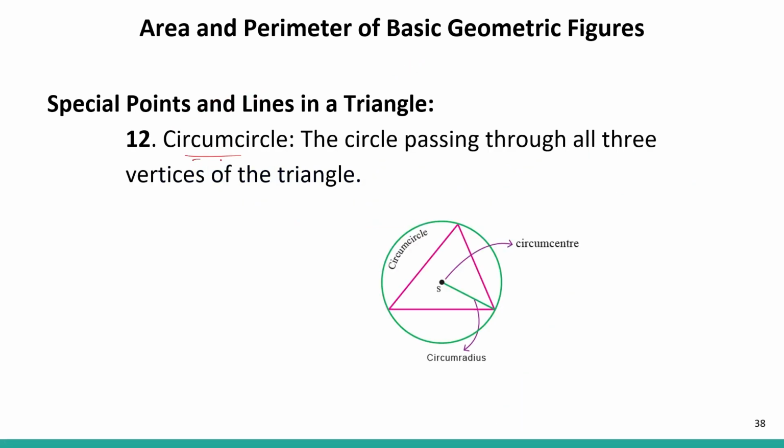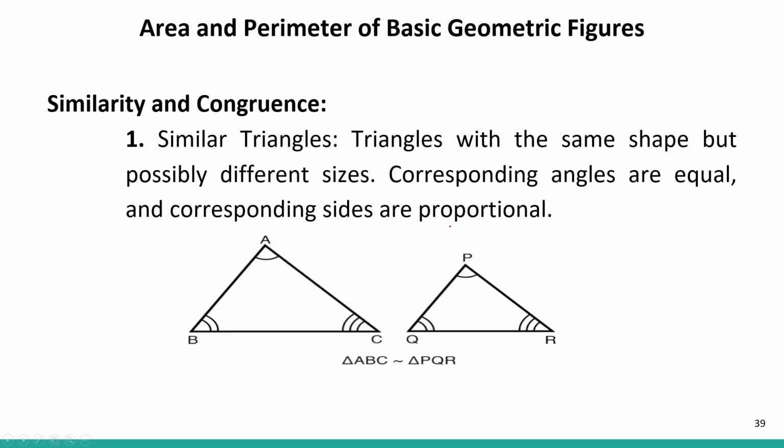So let's see what the circumcircle is. It is the circle passing through all three vertices of the triangle. Here we have a circle and a triangle, and the circle touches all three vertices of that triangle. The center of that circle is called the circumcenter, the radius of that circle is called the circumradius, and the circle is called the circumcircle.